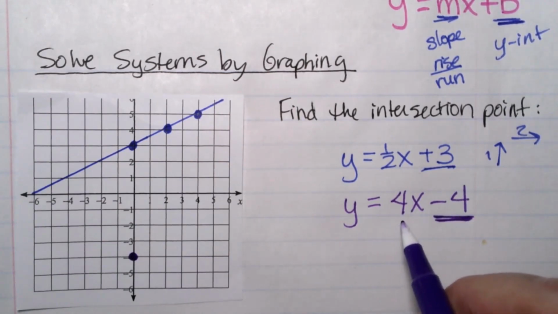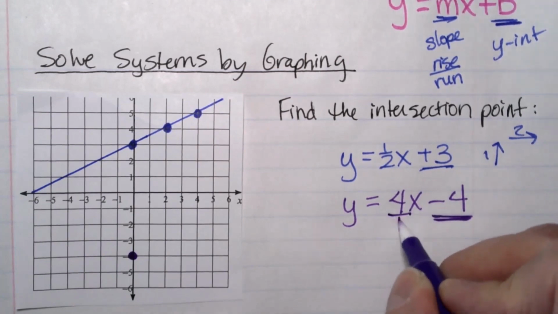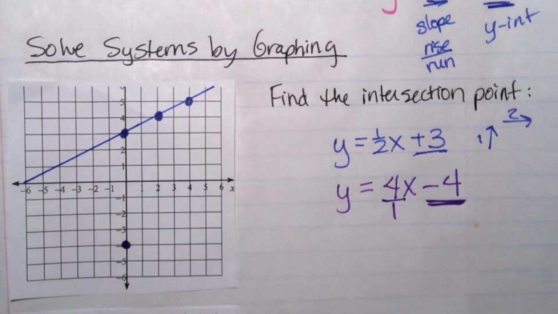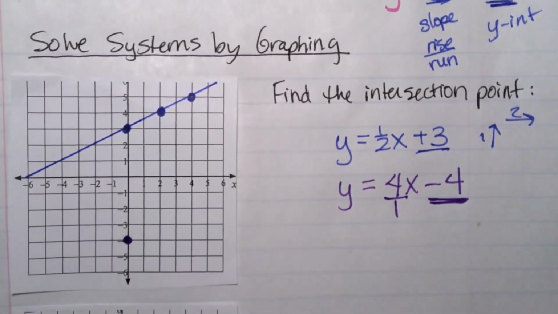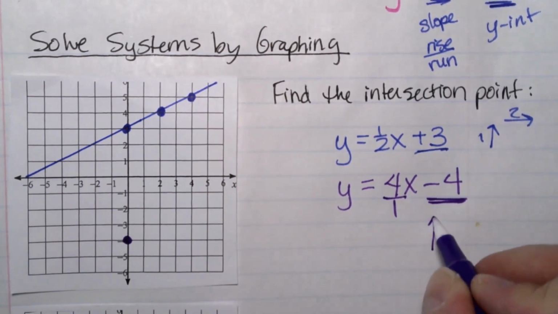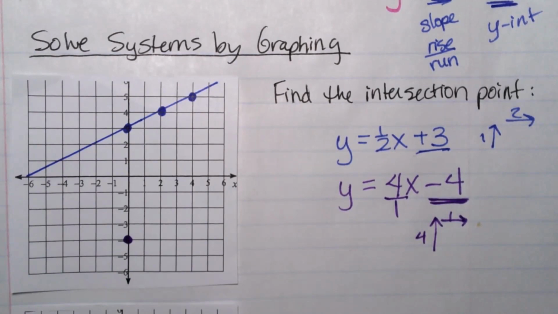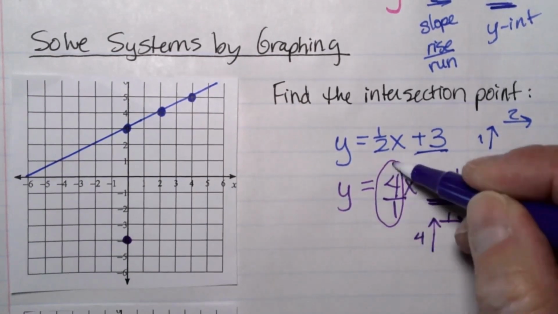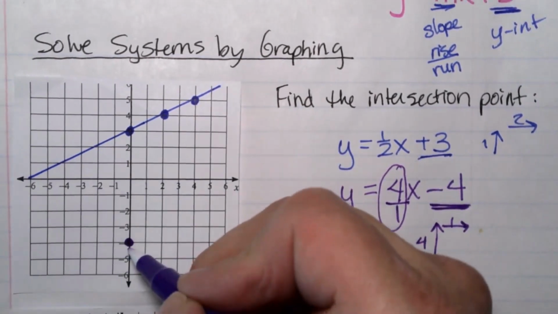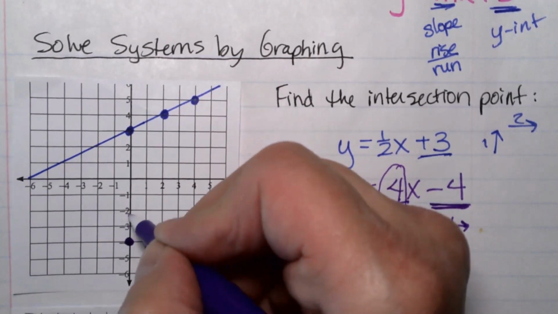But that doesn't really tell us how to move because it's not a fraction. So you've got to put it over 1. And now we know how to move. It means we're going to go up 4 over 1. So from the starting point, you go up 4, 1, 2, 3, 4, over 1, and make a dot.